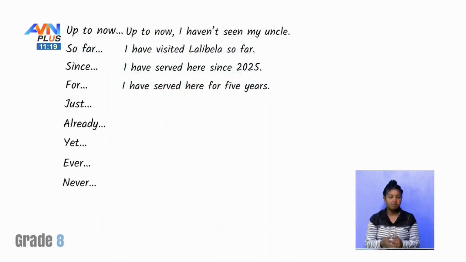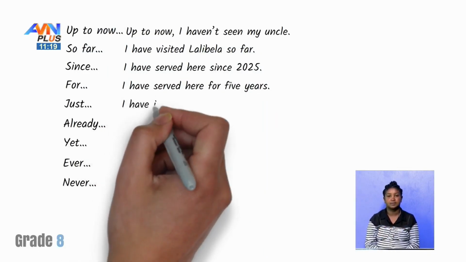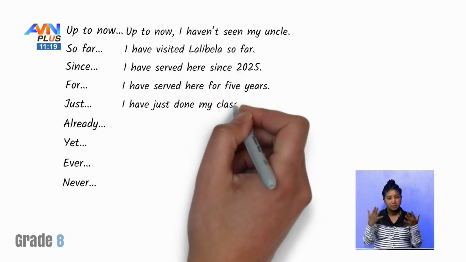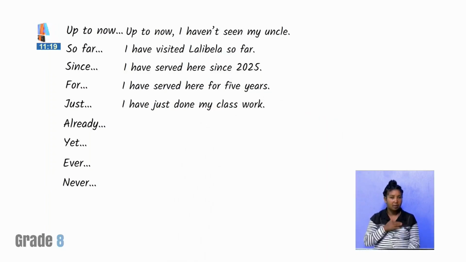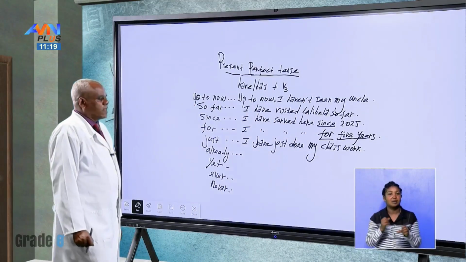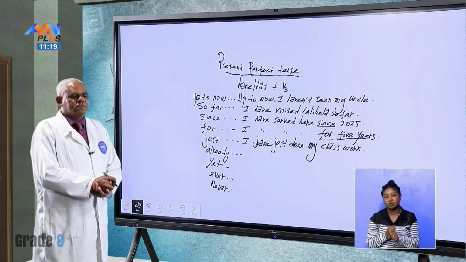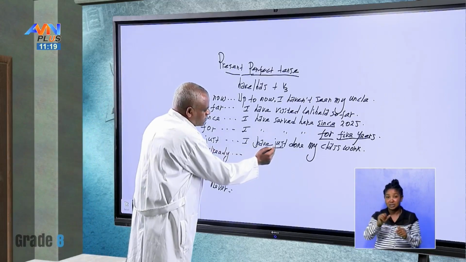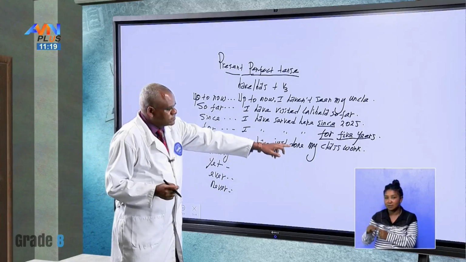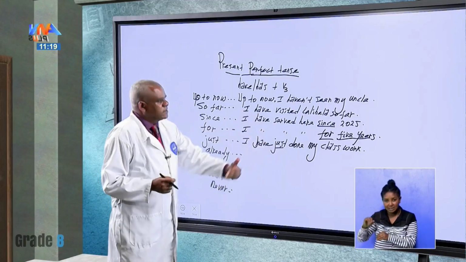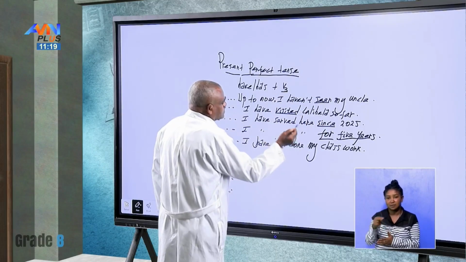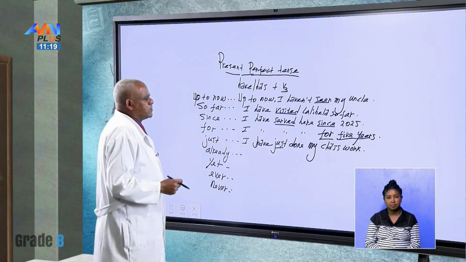Okay. I have just done my classwork. Possible. I've just done my classwork. Yeah, I've just done my classwork. Possible. The position of just usually lies between have and the V3 form. This is a V3 form. Do, does, did, done. That is why it's already written here now, right? Seen. Look at these. These are the V3 forms. You are welcome to go and check your grammar, right?